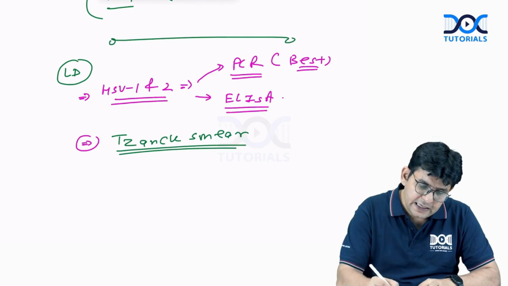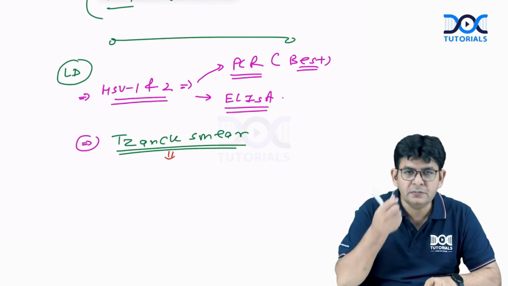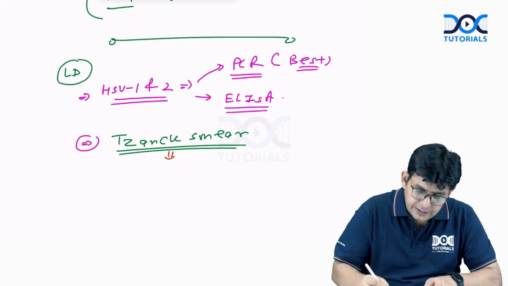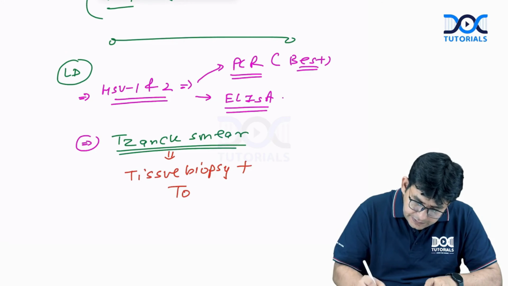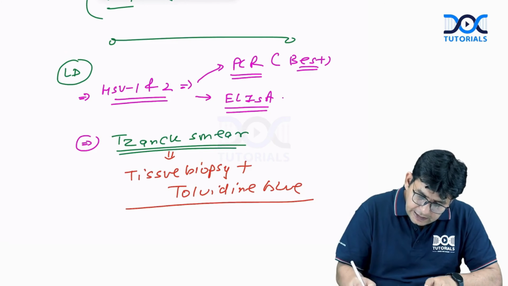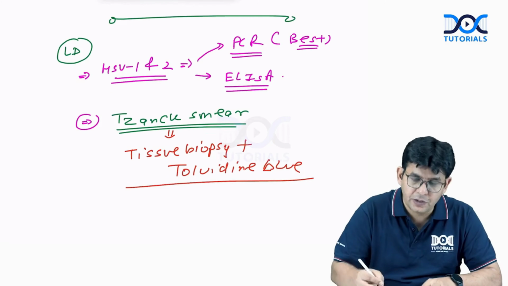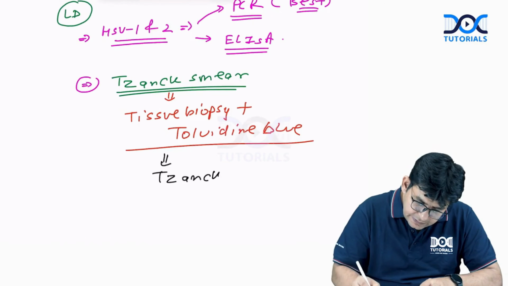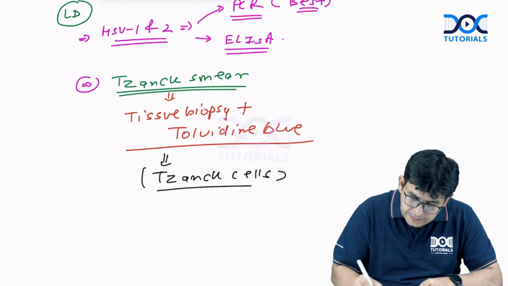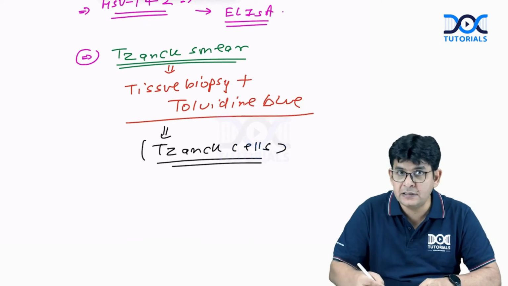In this Tzanck smear, suppose there is a lesion here. You take the tissue biopsy from this particular site and stain it with toluidine blue. After this staining, what do you observe? You observe Tzanck cells. And what are Tzanck cells?